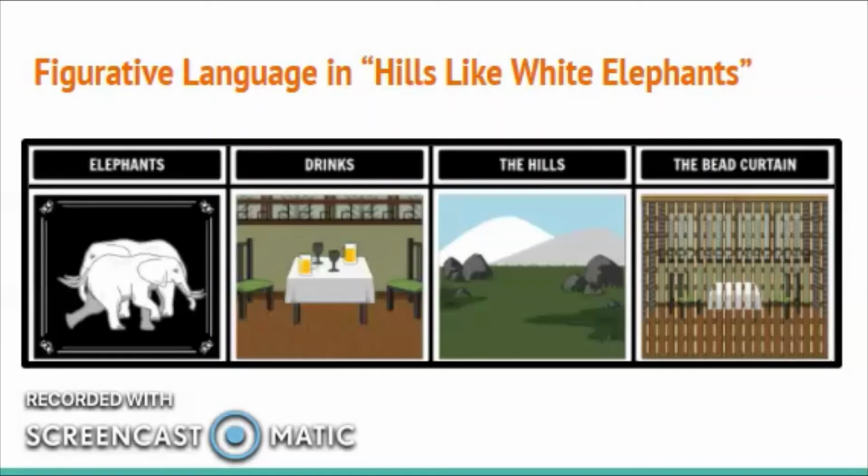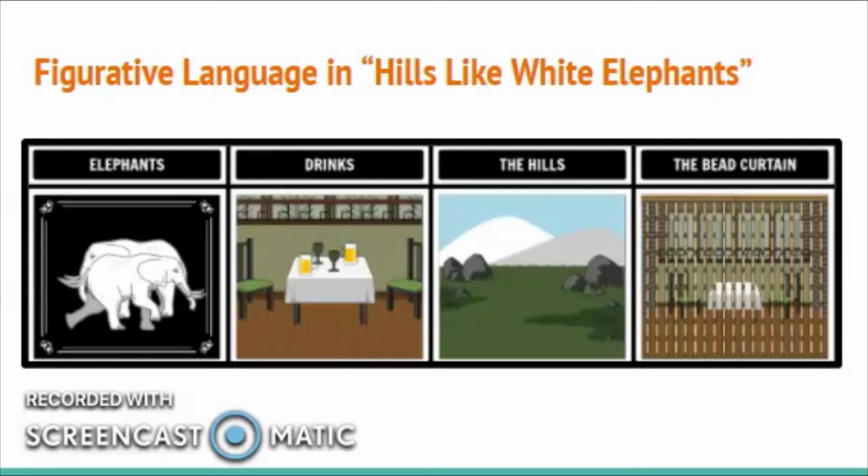And in order to really understand this, we have to understand the idiom. That's another type of figurative language, of what white elephants are. She's not saying that they actually look like white elephants. She's using the idiom white elephants as a reference to the elephant in the room. So this becomes a symbol as well. The elephant in the room is something awkward that nobody wants to talk about. So in this story, the elephant in the room is the baby that Jig and the American man are discussing whether or not should be aborted.